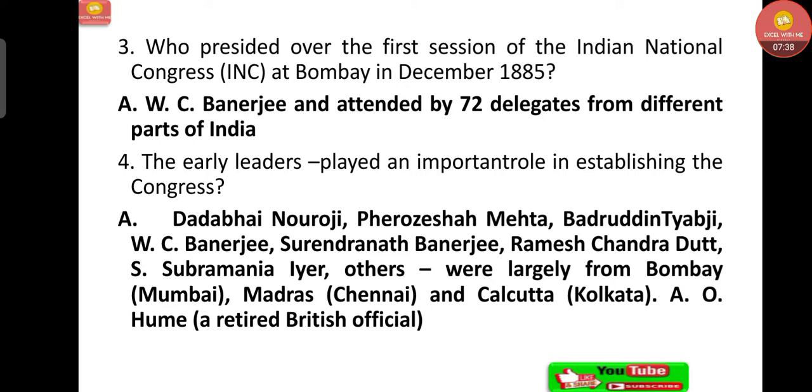They were Dadabhai Naoroji, Feroz Shah Mehta, Badruddin Tayyabji, W.C. Banerjee, Surendranath Banerjee, Ramesh Chandra Dutt, S. Subramanya Iyer and others, largely from Bombay, Madras, Calcutta, and A.O. Hume, a retired British official.